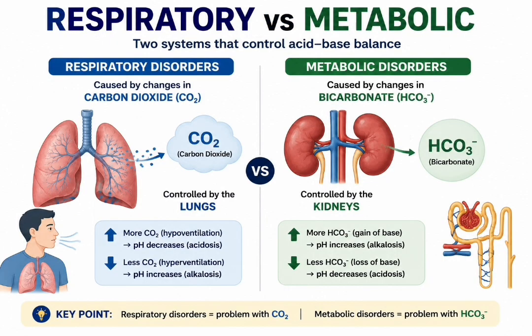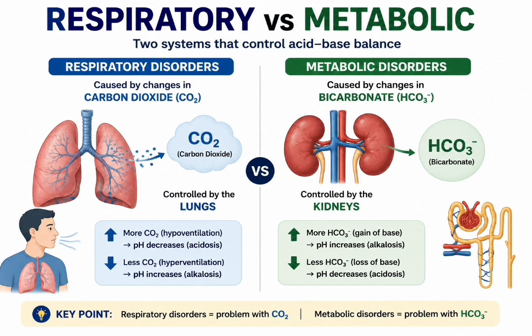Acid-base disorders are divided into two types, respiratory and metabolic. Respiratory disorders are caused by changes in carbon dioxide, or PCO2, and are controlled by the lungs. If PCO2 increases, it leads to respiratory acidosis. If PCO2 decreases, it causes respiratory alkalosis.